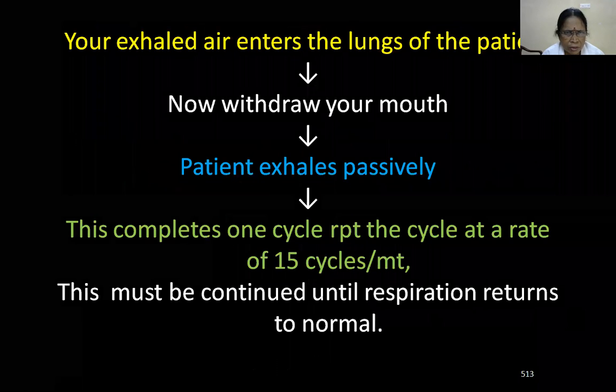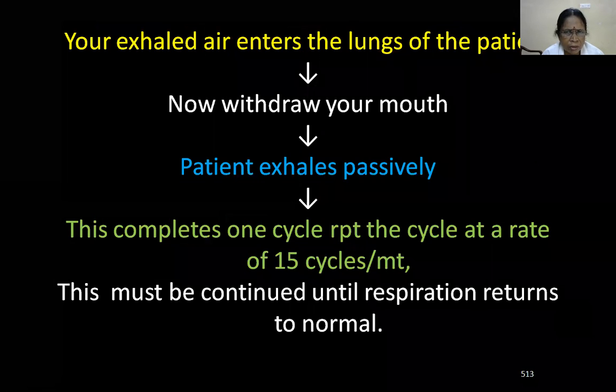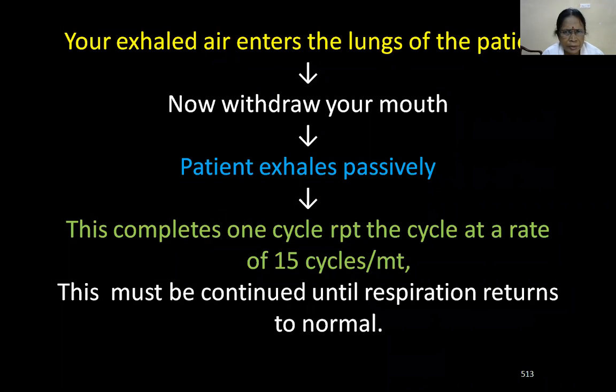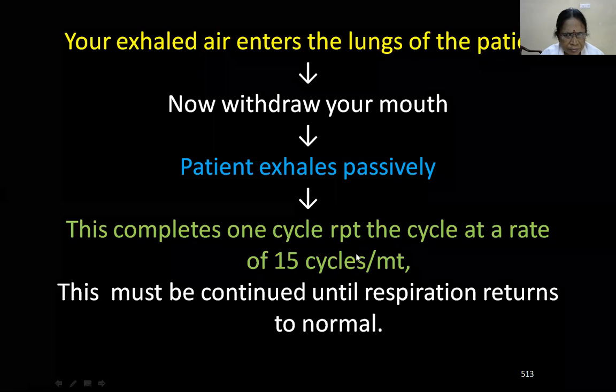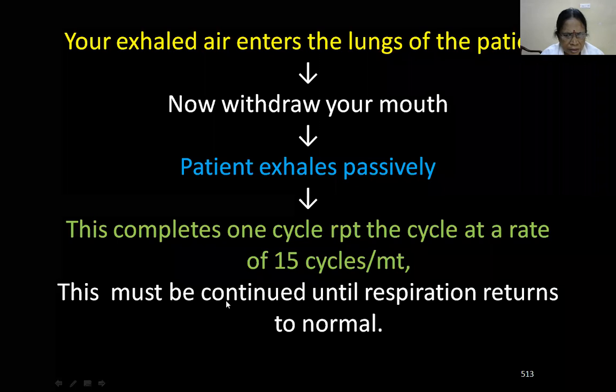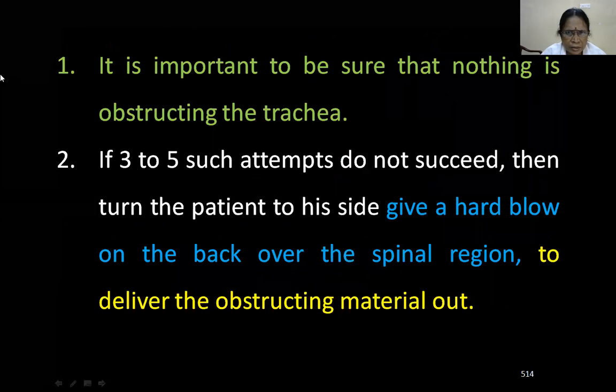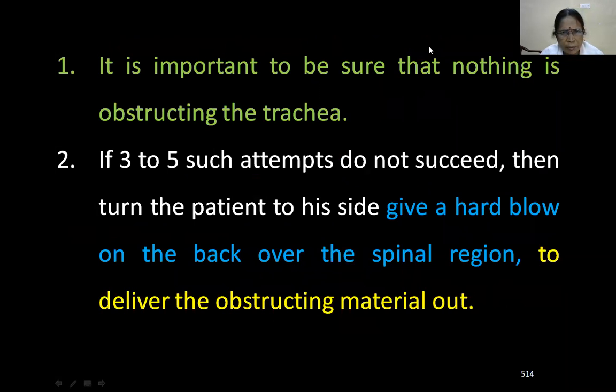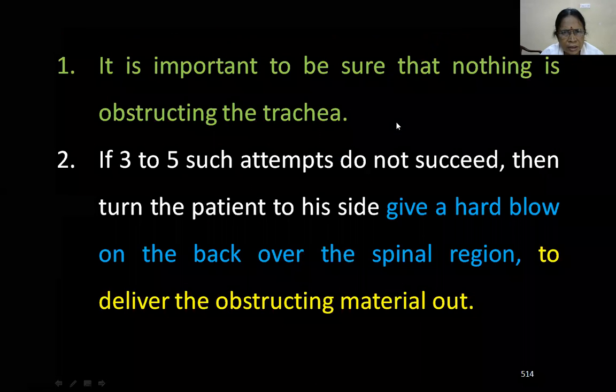Now you withdraw your mouth. And when you withdraw your mouth, the patient exhales passively. The air comes out of the mouth. This completes one cycle. Repeat the cycle at a rate of 15 per minute. This must be continued until normal respirations are there. The important thing to be remembered is to see that nothing is obstructing the trachea.